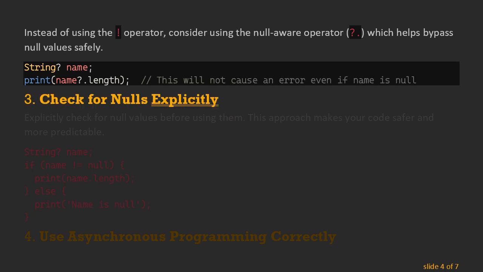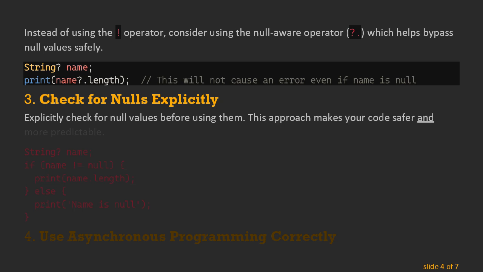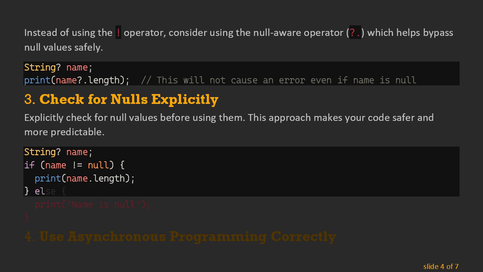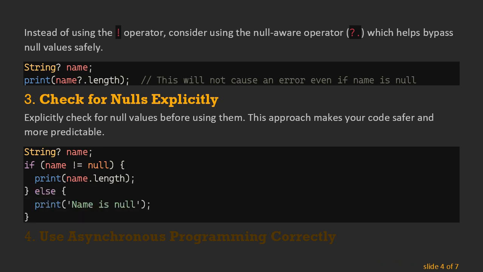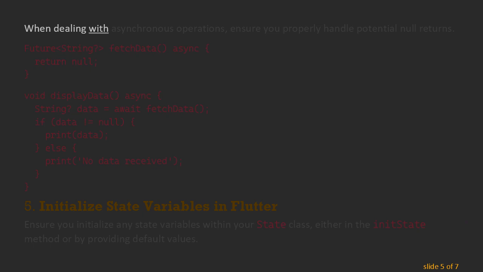3. Check for nulls explicitly. Explicitly check for null values before using them. This approach makes your code safer and more predictable. 4. Use asynchronous programming correctly. When dealing with asynchronous operations, ensure you properly handle potential null returns.